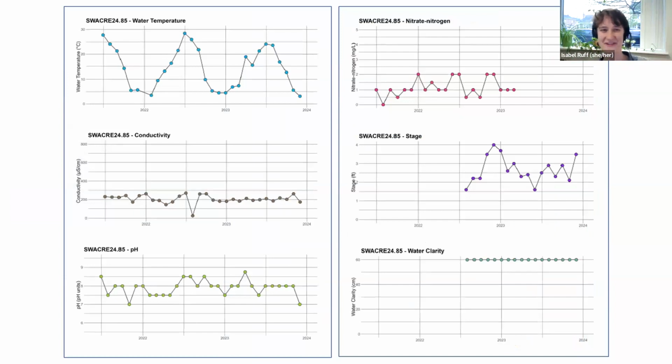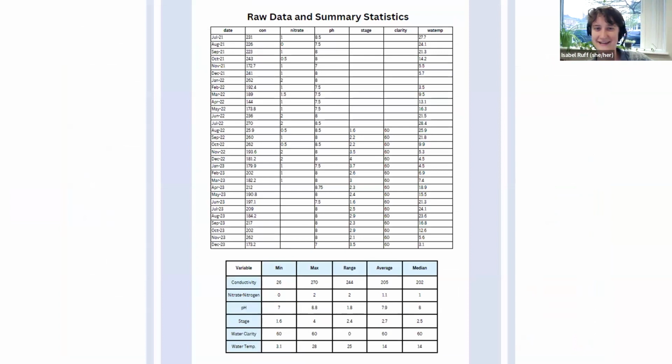So in addition to that overview, we have your data in graphs. One graph for each of the 6 parameters. You can see them all here, and you can dive into them even more during the packets. And in addition to the graphs, we've included raw data and summary statistics to supplement as well.